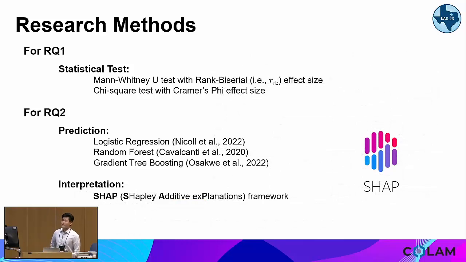And for the analysis, for research question one, we conducted a Mann-Whitney U test with the r effect size, and then also the chi-square test with the Cramer's phi effect size. For research question two, we also use several predictive models based on the prior works, like logistic regression, random forest, and also gradient tree boosting. To provide interpretable results, we also rely on the existing explainable framework, that's SHAP.